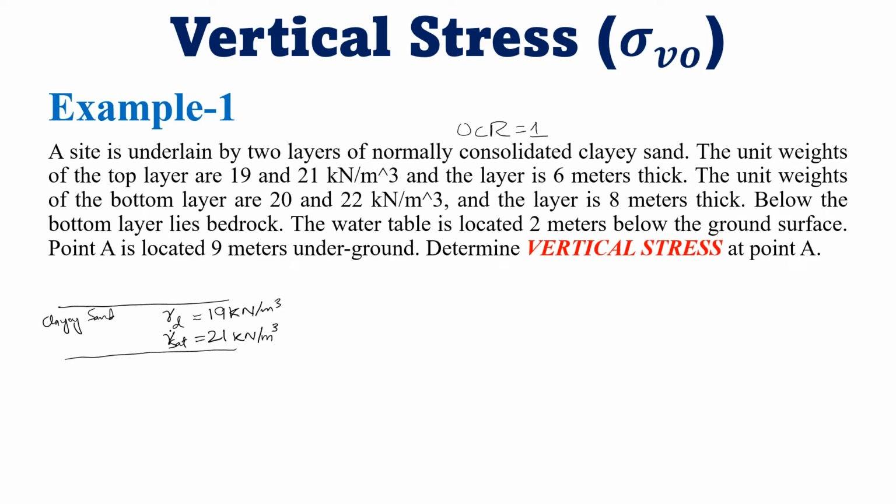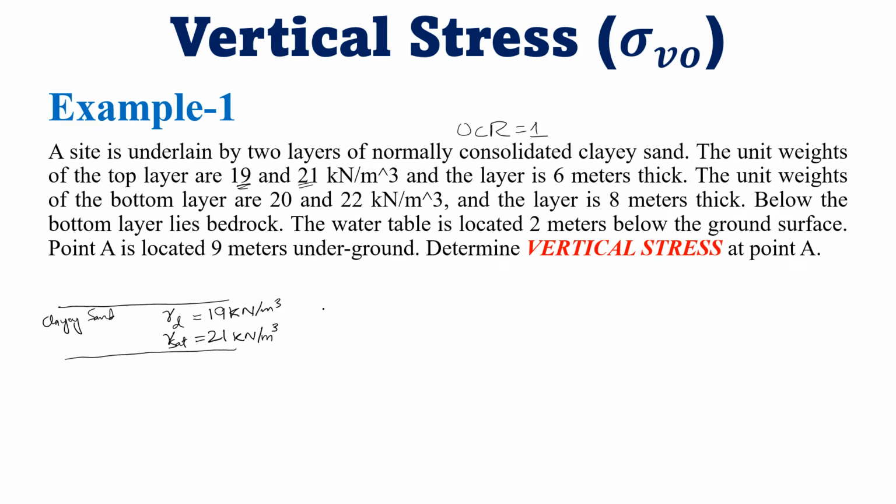For this soil, the dry unit weight is 19 kilonewton per meter cube. Keep in mind that dry unit weight is always less than saturated unit weight. If it is not mentioned whether it is dry or saturated, we can obviously know that the lower value of unit weight given is the dry unit weight and the higher value is the saturated unit weight.